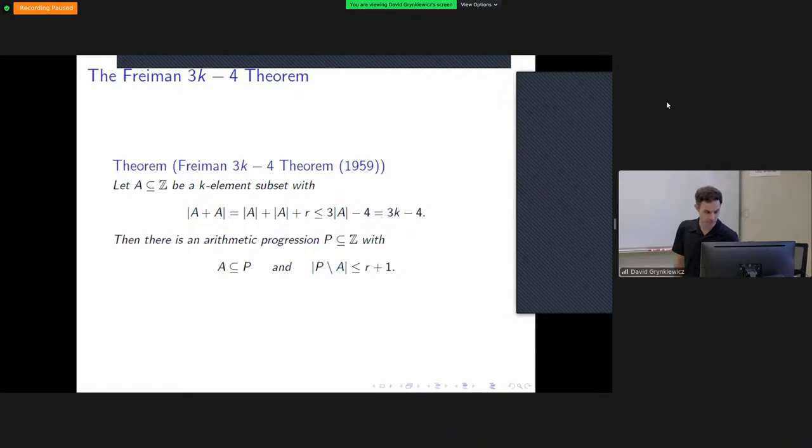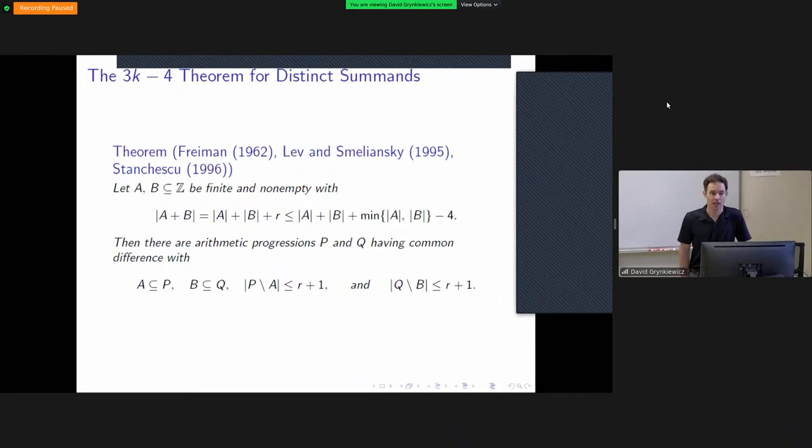Now, there have been many generalizations of this theorem since. Here I put on the next slide one that works for distinct sums, so not just A plus A, but A plus B. It's going to become important later on for what I'm talking about. This, in various forms, was proved by Freiman, or by Lev-Smeliansky, or by Stanchescu.